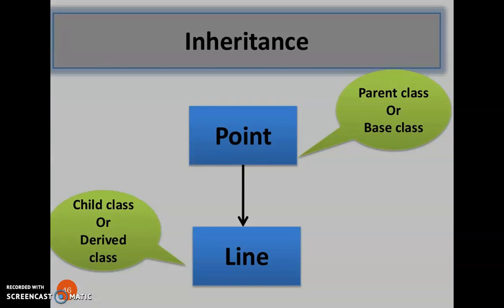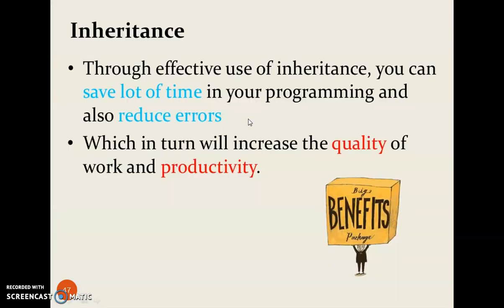If you are having 2 points, from the 2 points you can draw a line. So point is the parent class or base class, and line is the child class or derived class or subclass, acquiring the features from the parent class point. So what is the main benefit of using inheritance? It saves a lot of time in your programming and also reduces errors, which in turn will increase the quality of the work as well as the productivity of the work.